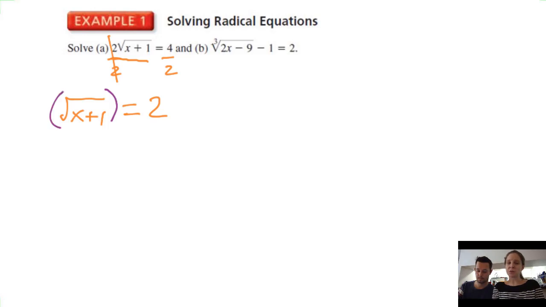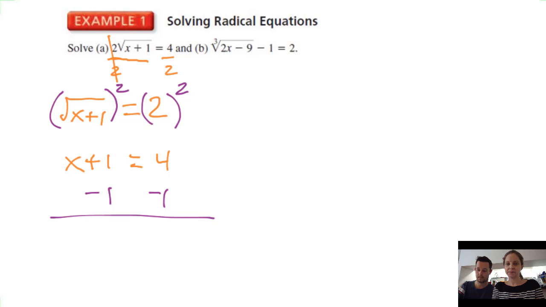So I'm going to take the square of both sides. Right? The opposite, the inverse of the square root is squaring. And now on the left side, I'll have x plus 1. And on the right side, I'll have 4. And now, subtract 1 from both sides. X is, really committed to these colors, is 3.